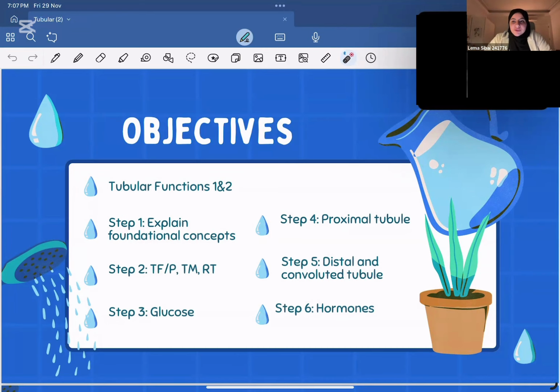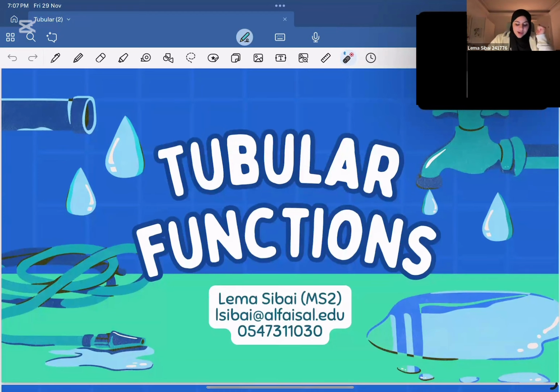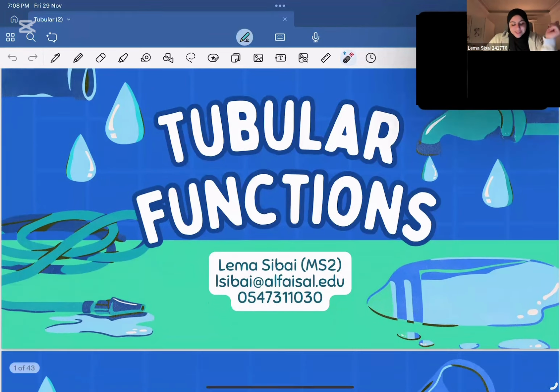I'm a second-year medical student, and today I'm going to be explaining tubular functions. Now, tubular functions is a pretty lengthy lecture, and I hope I simplify it enough for you guys to understand the concept. You guys can interrupt me if you have any questions, but try not to make it too much, just so it doesn't disrupt the flow of the entire lecture or lesson.